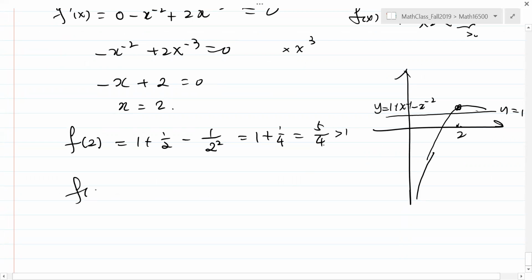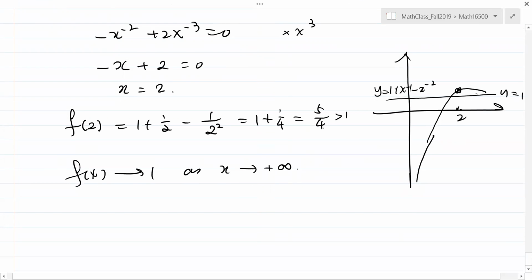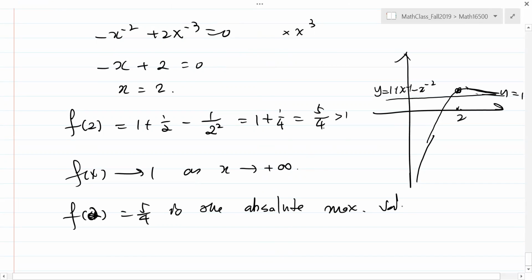You know, f of x approaches 1 as x approaches positive infinity. And I know f of 2 is greater than 1. So if you look at this graph, I'm pretty sure from the picture, it approaches 1, right? So that means I have to go down. So that means f of 2, which is 5 over 4, is the absolute maximum value of the function.